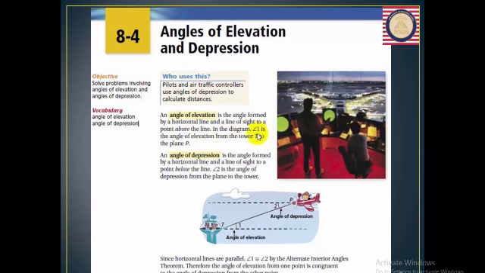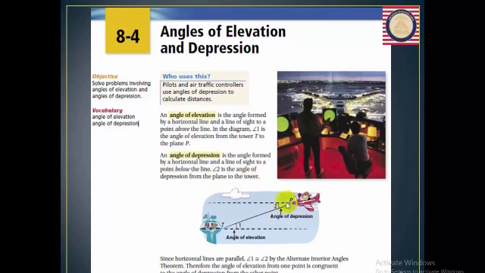In the diagram here, angle 1 is the elevation from a tower T to the plane B. Okay, look here. What's the angle of depression? From the plane, the pilot looks down to the tower. So looking down, the angle is formed by a horizontal line and a line of sight to a point below the line. Angle 2 is the angle of depression from the plane to the tower.